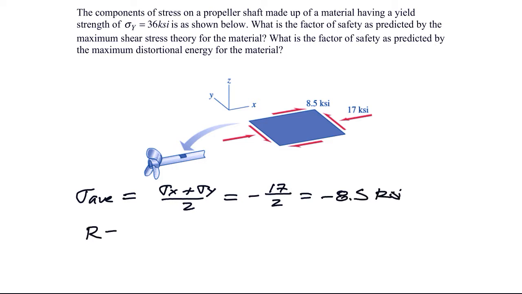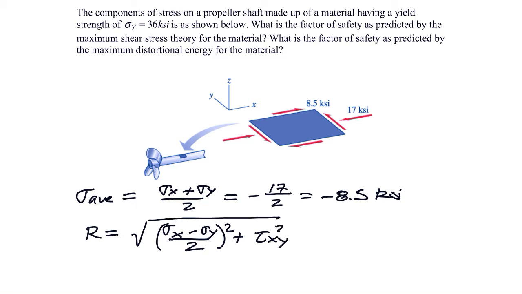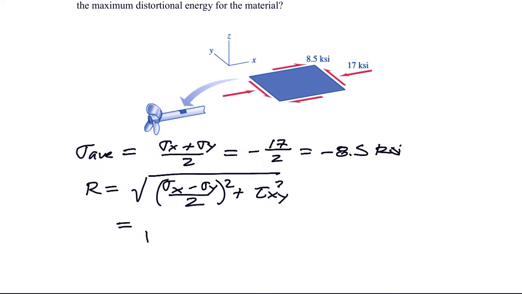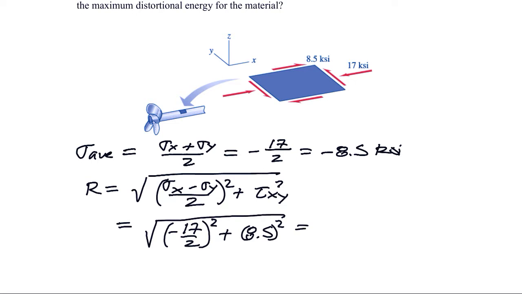R, which is the radius of Mohr's circle for this problem, will be the square root of sigma x minus sigma y divided by 2 squared, plus the shear stress component tau xy squared. So we have minus 17 over 2 squared plus 8.5 squared. So the value of R that we get from here is 12.02 KSI.